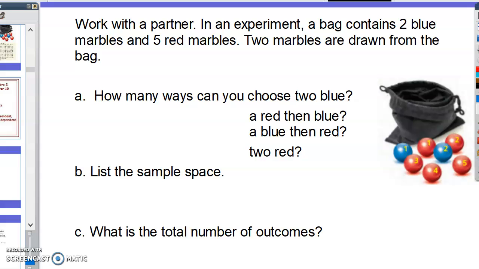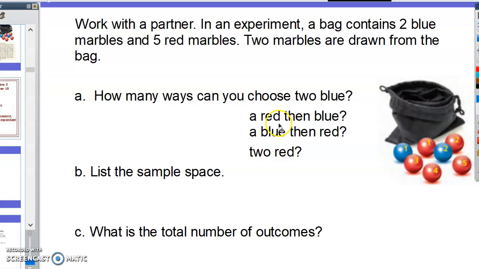So it says work with a partner. But if you have an experiment and you have a bag that has 2 blue marbles and 5 red marbles, and you pull 2 of the marbles out of the bag, it's going to make a difference if you replace them or not. So we always need to look closely. Does it say that we replace the first marble? No.